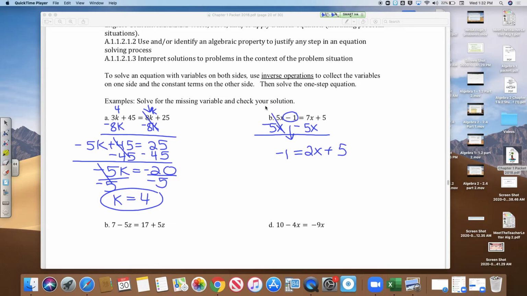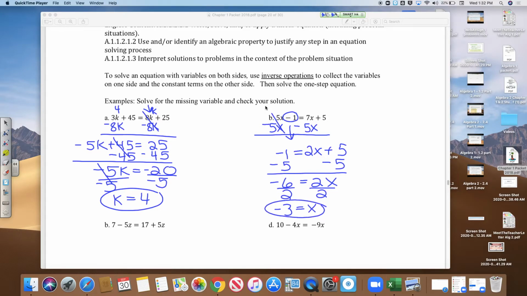Now it's time for me to solve this two-step equation. I'll do that by subtracting 5 from both sides. Negative 1 minus 5 is negative 6, so I get negative 6 is equal to 2x. I divide both sides by 2, and I get negative 3 is equal to x.